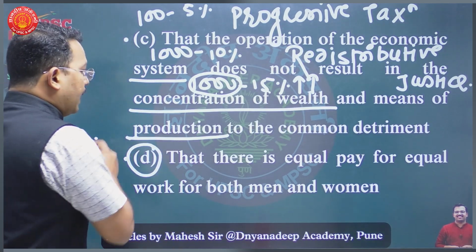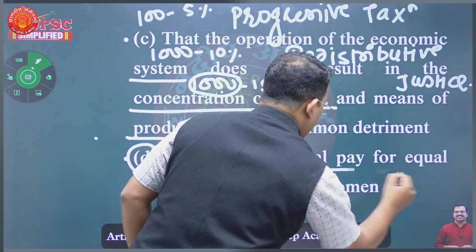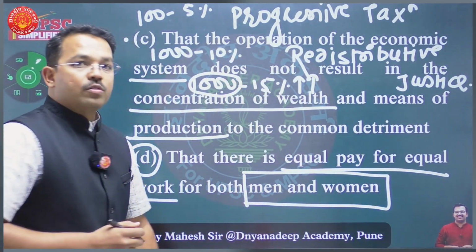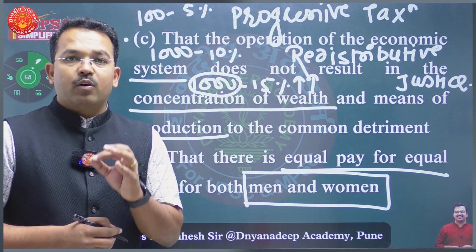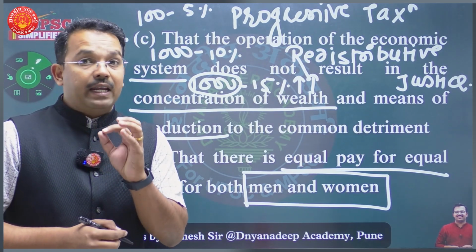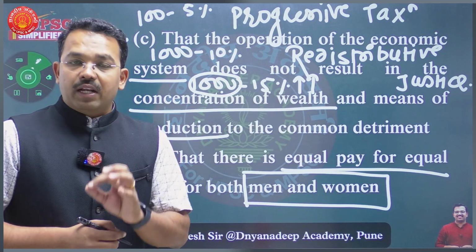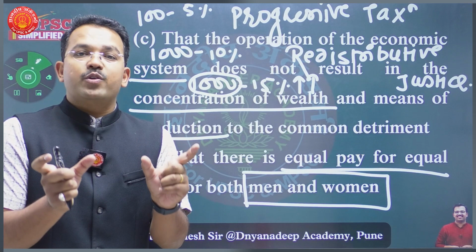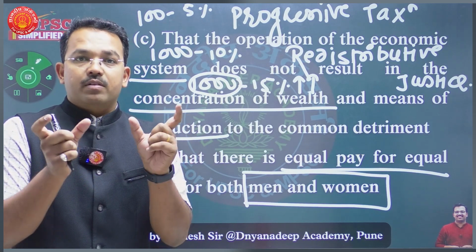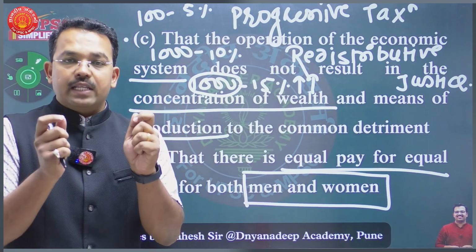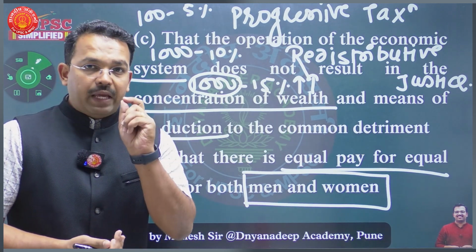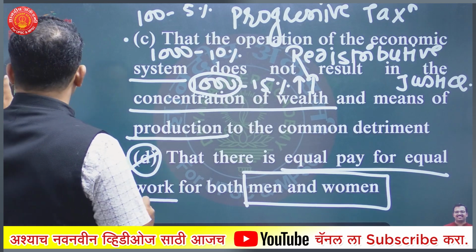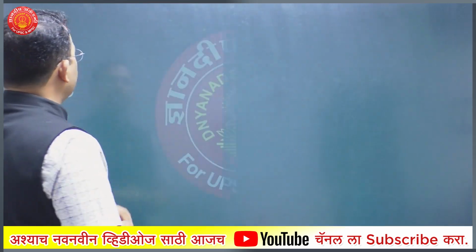39D says that there is equal pay for equal work for both men and women. The most progressive directive given in the Constitution, that there should not be any discrimination among men and women for the work they are doing. If they are doing the same work, they should be provided with the same salary, same pay. That is, equal pay for equal work is the basis of equality. That is Article 39's clause D.